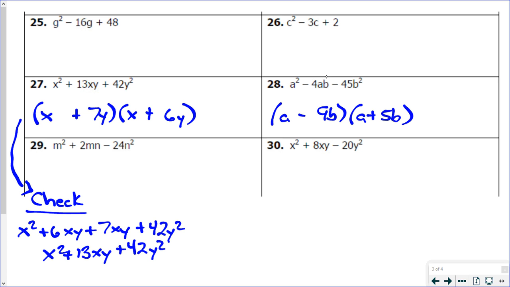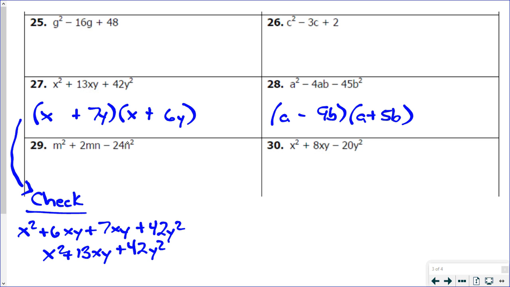And the sum is a negative, so that means the bigger number is negative and the smaller one's positive. So again, I didn't worry about this AB. I figured out what multiplied together gives me 45b squared. And then I just worried about the coefficients adding up to make 4. So negative 9 plus 5, or sorry, negative 4.